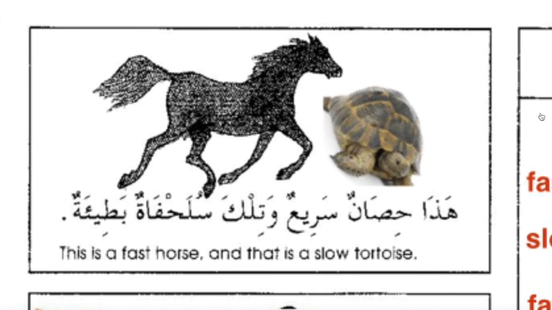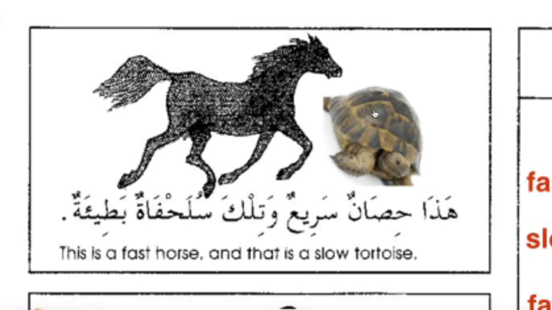So let's go to some examples. Very quick one. You want to say this is close to you and that is far from you. So you have to use this for horse and that for what is a tortoise called? Sulahfatun. So you say this is a fast horse. You say hada hisanun sari'un. Hisanun sari'un. You have to bring an adjective. So this is a fast horse.